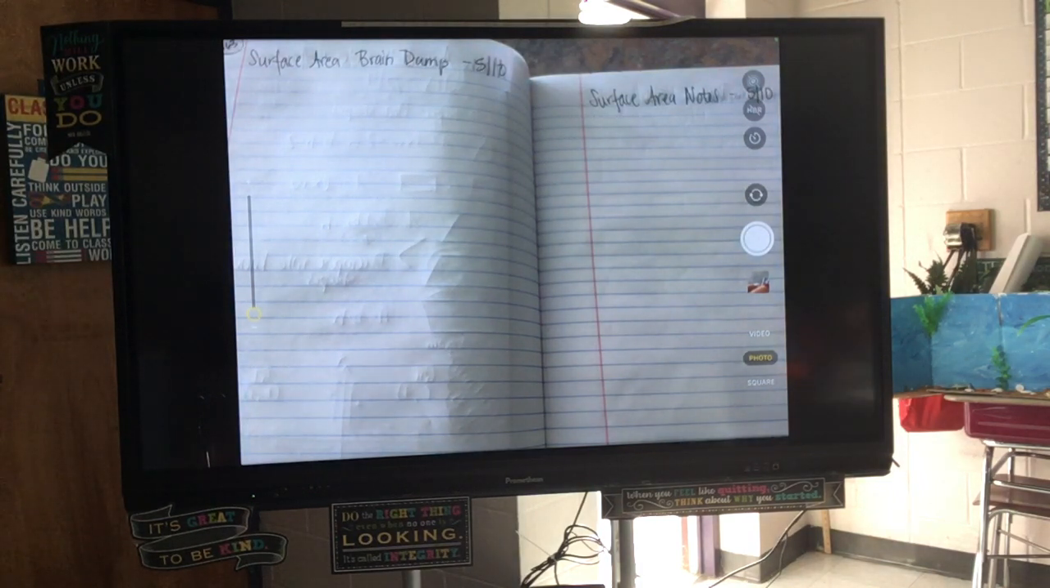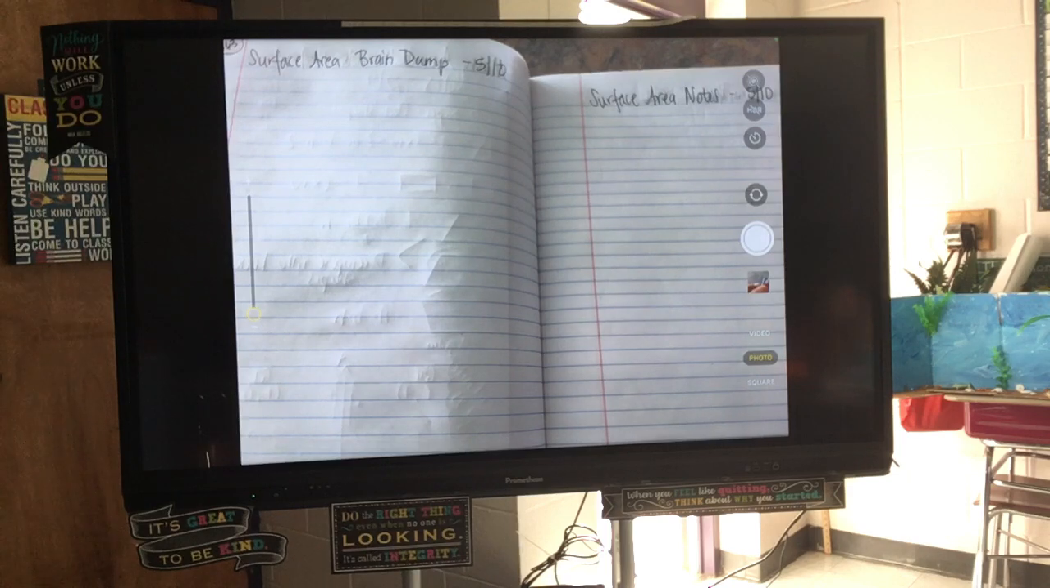Right, so we are going to be working with surface area today. Obviously, we're gonna do our surface area brain dump. We're gonna take a couple notes on surface area. We are gonna go through some word problems on surface area.